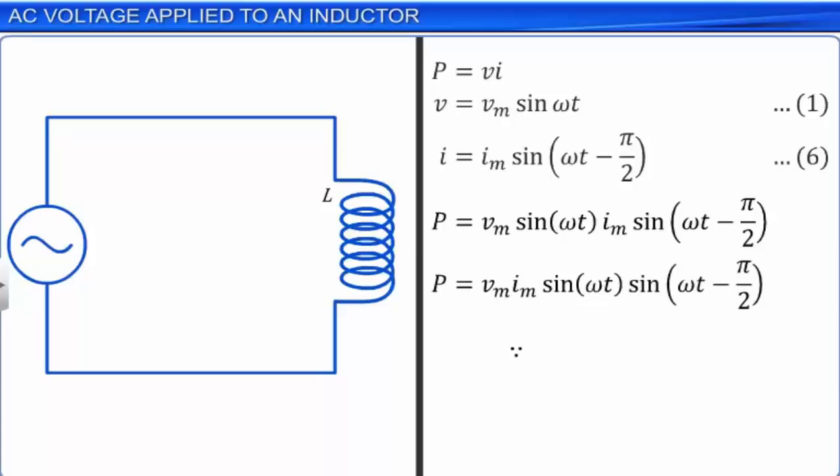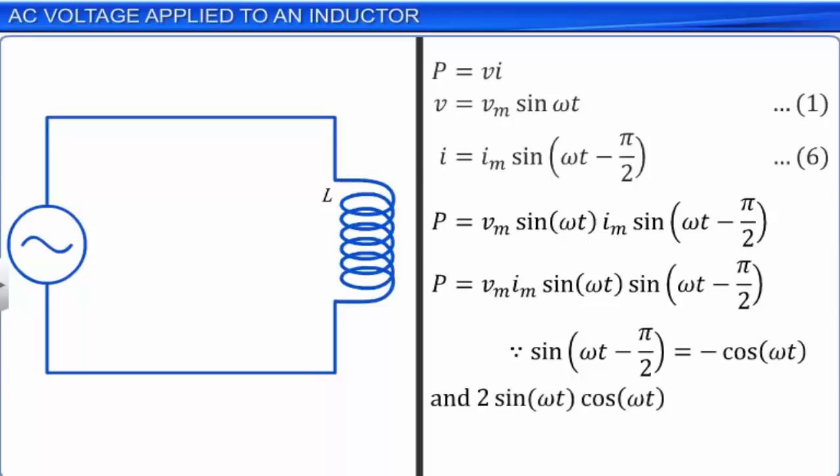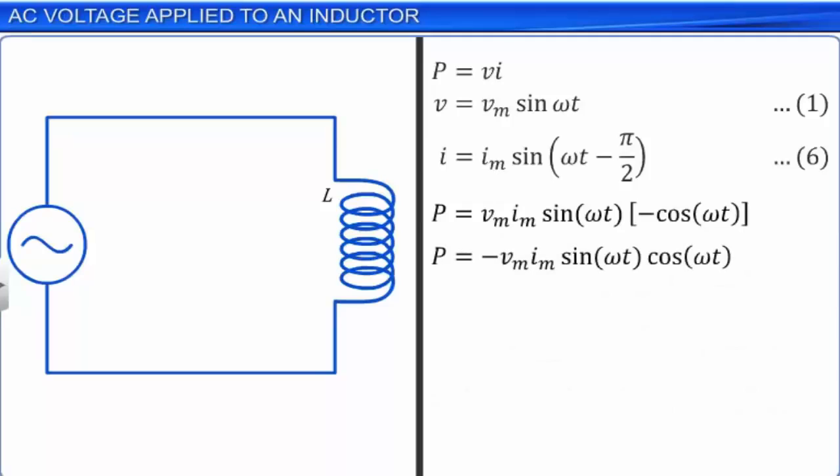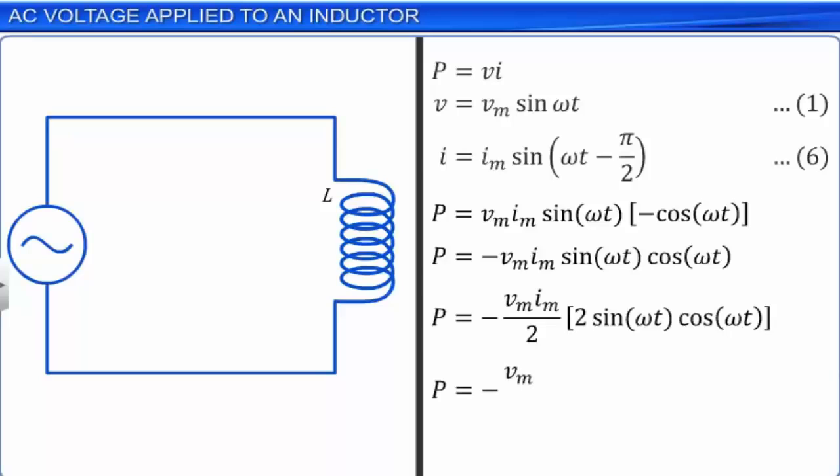As sin omega t minus pi by 2 is equal to minus cos omega t, and 2 times sin omega t into cos omega t is equal to sin 2 omega t, we get power P equal to minus Vm Im by 2 into sin 2 omega t, as shown. Let this be equation 7. This instantaneous power evaluates as a time-dependent harmonic function.